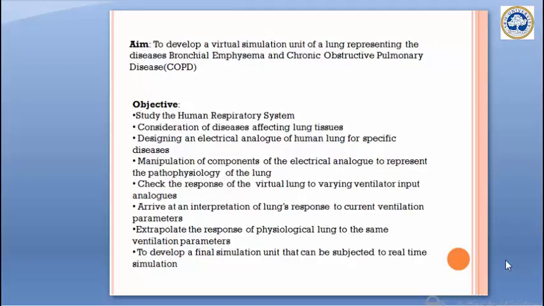Since the electrical model is analogous with the physiological lung, we extrapolate the response of the lungs to the same ventilation parameters. Finally, we develop a LabVIEW based system that can be subjected to real-time simulation, which can be used to analyze the patient's lung conditions before the patient is actually hooked up to a ventilator.